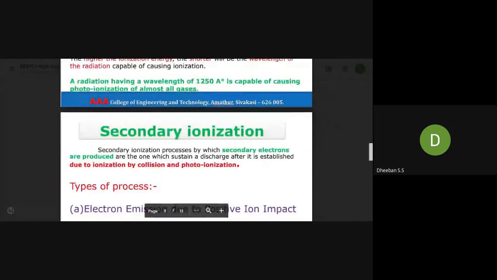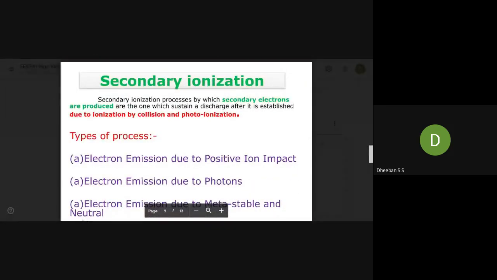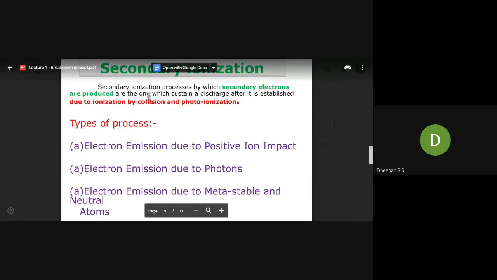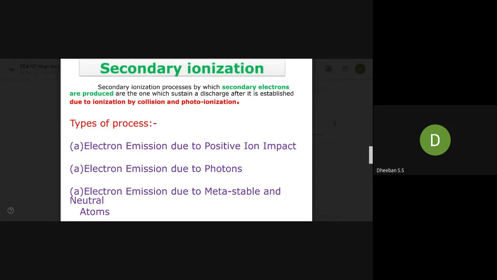The next we'll be moving to the secondary ionization. Secondary ionization is similar to your avalanche breakdown, more or less. Secondary ionization is the process by which the secondary electrons are produced. First the primary ionization will be taking place. From the primary ionization, the liberated electron will cause ionization. It's like a chain. From that ionization, secondary ionization, another electron will be liberated.